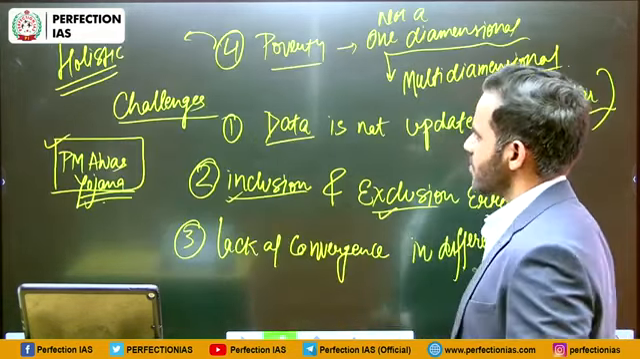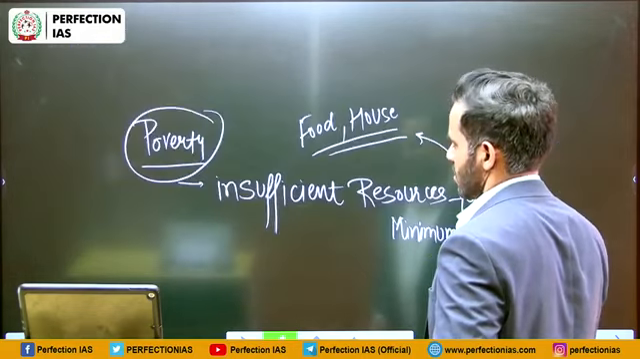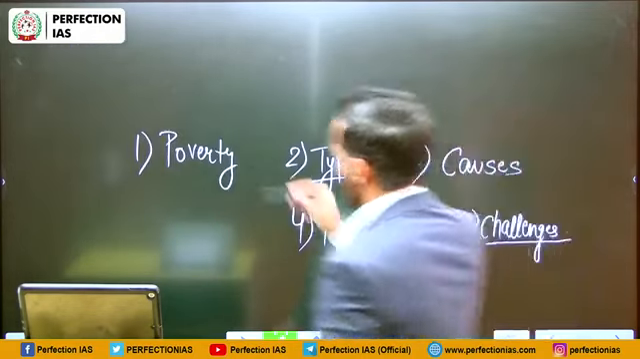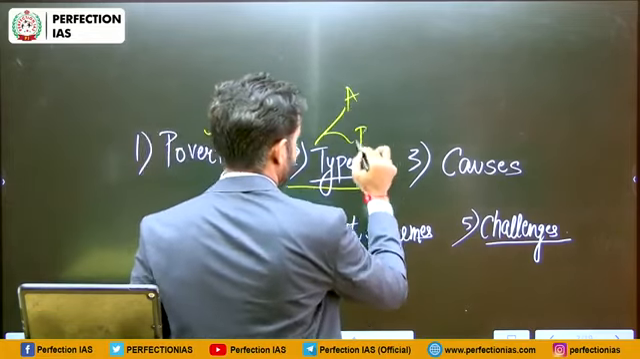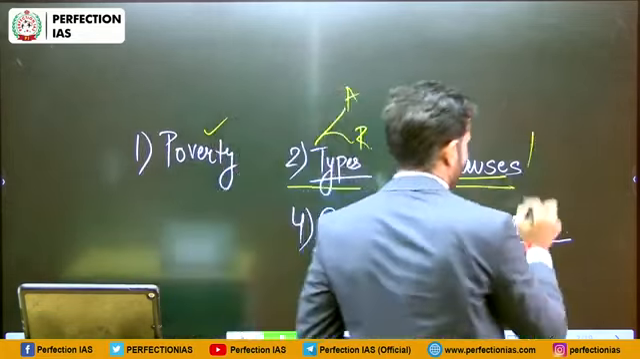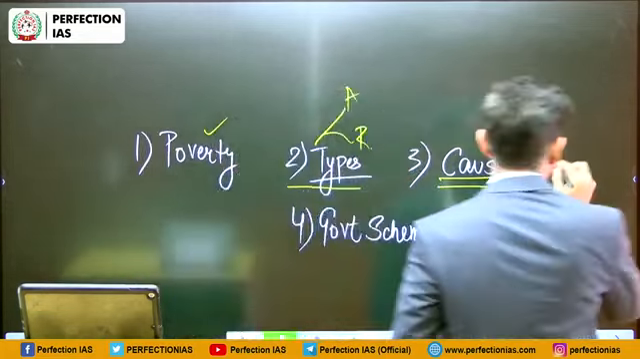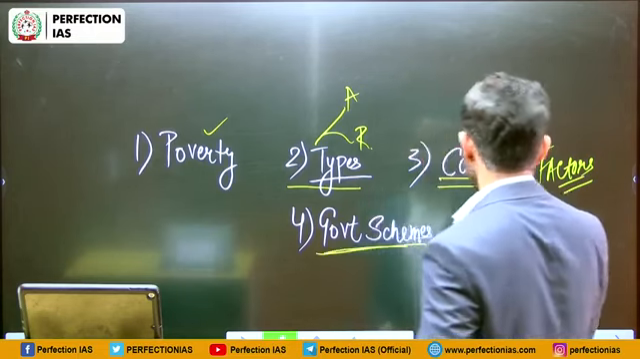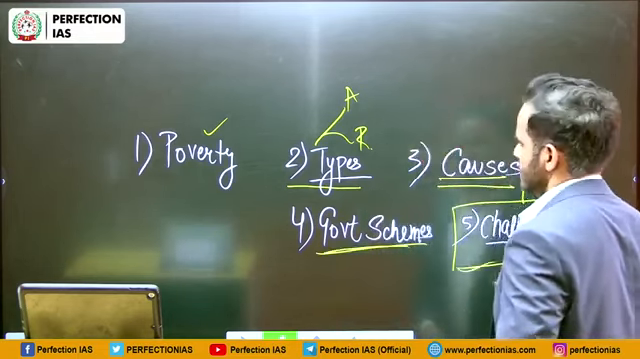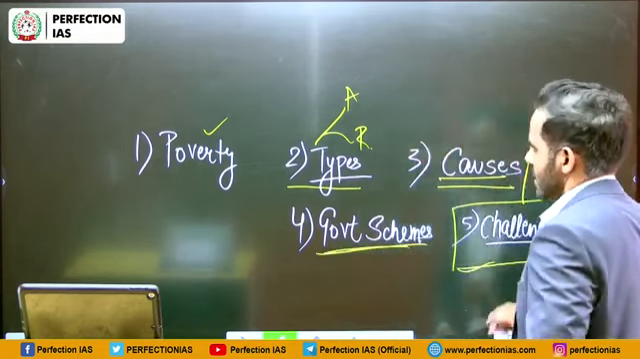So in this entire lecture we have discussed what is poverty, what are the types of poverty, absolute poverty, relative poverty, then what are the causes or factors responsible for poverty, then we have discussed various government schemes, and in the end we have discussed the challenges in poverty eradication. Now there is one question for you.